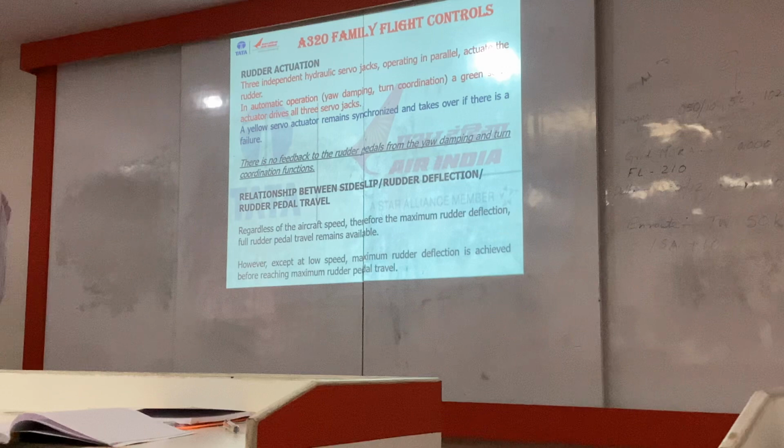Even for taxiing, we'll see when we'll be taxiing with the help of nose wheel steering. There is a handle for nose wheel steering and there is a rudder pedal also. By using both input parameters, we can maneuver the aircraft. But there are certain angles. At low speed, my nose wheel steering will be more, whereas at high speed, my rudder angle will be very less, 6 degrees.